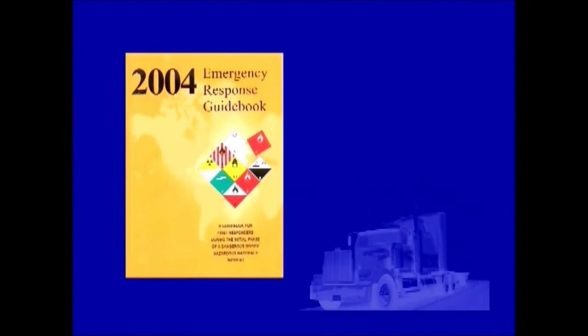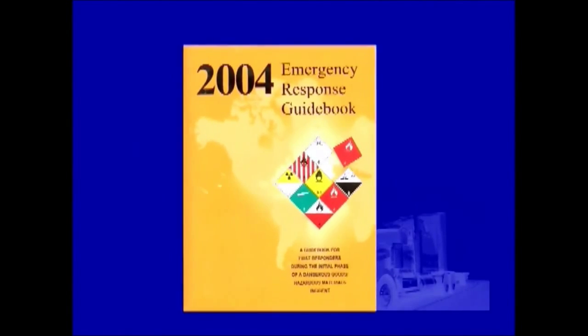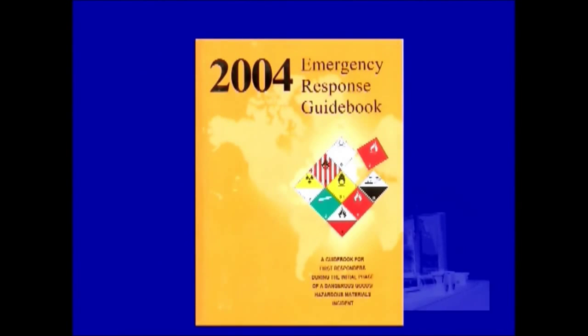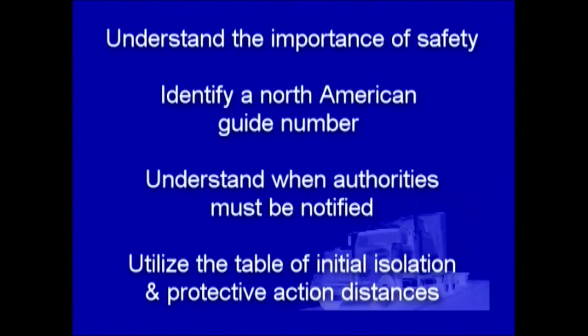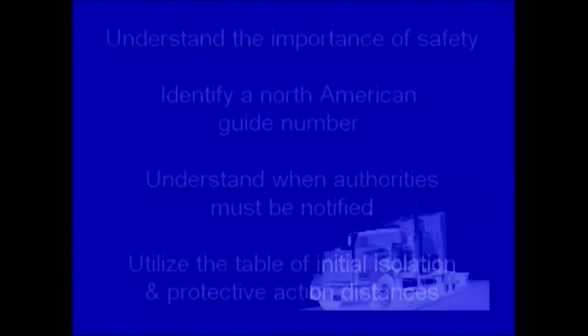This training session covers safety issues and how to properly use the North American Emergency Response Guidebook. By the end of this training, you will be able to understand the importance of safety when a hazardous material accident occurs, identify a North American guide number given a particular HM, proper shipping name, identification number or a placard, understand when authorities must be notified, and utilize the table of initial isolation and protective action distances.